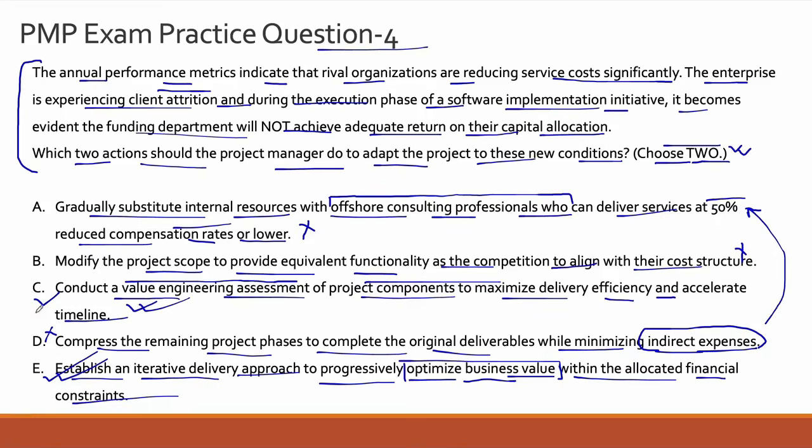So the correct answer to the question is option C, which is suggesting to conduct a value engineering assessment for the project components to maximize delivery. And option E, which is to establish sort of an agile track for the project to progressively optimize business value. So the correct answer to this question is option C and option E.